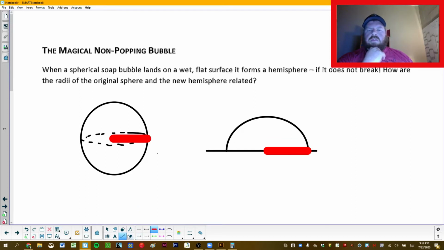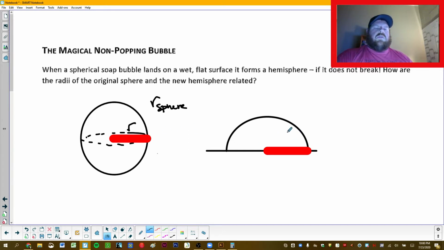Okay, so notice in this problem we have no defined values or anything. I just know that if we consider this radius here to be our original radius, so the radius of the sphere, and I might do it this way. Say that here we have the radius of the sphere. How does that relate to this one over here that's the radius of the hemisphere? So let's just go ahead and look at it.